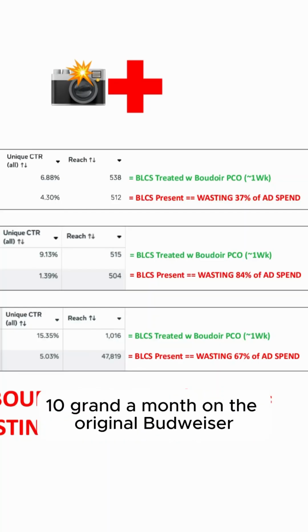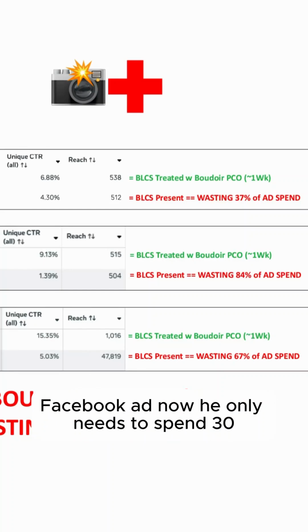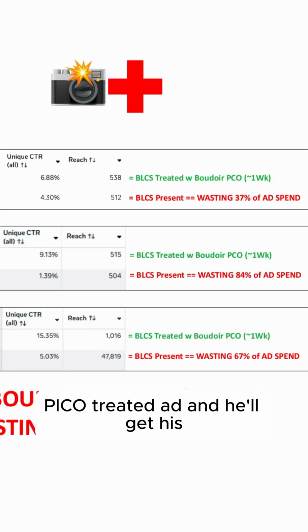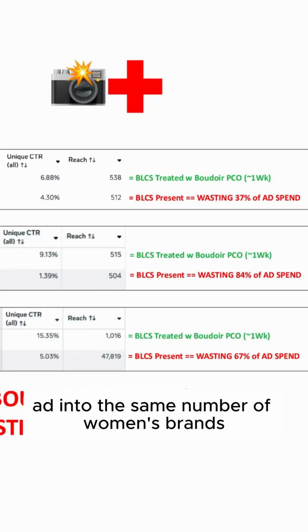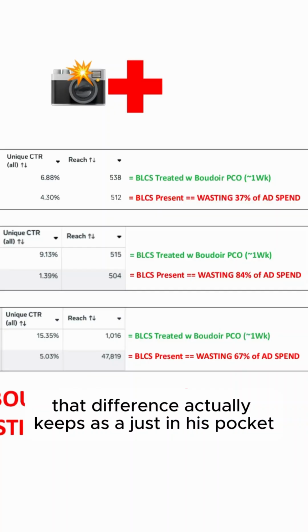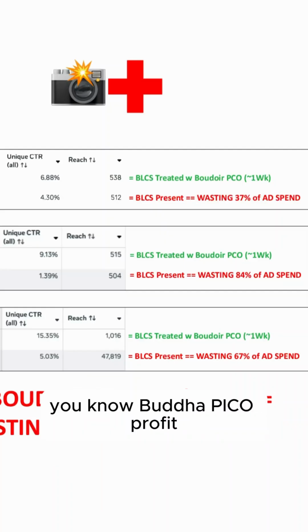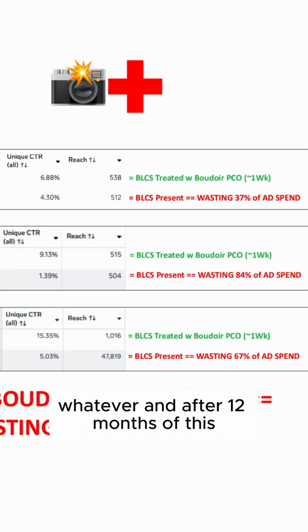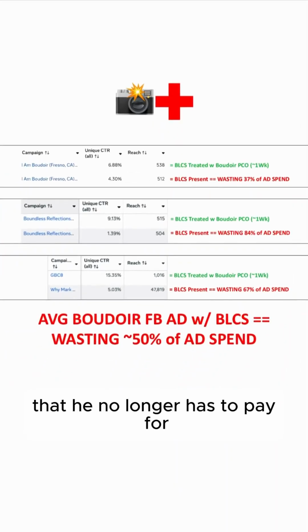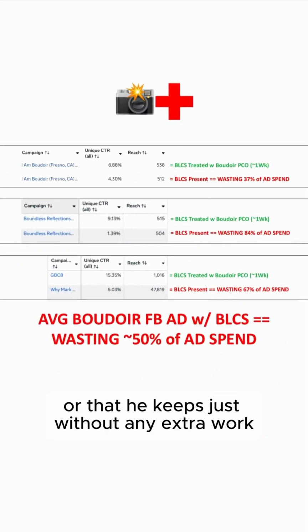So if he was spending 10 grand a month on the original Boudoir Facebook ad, now he only needs to spend $3,300 a month on the new Boudoir Pico treated ad, and he'll get his ad into the same number of women's brains. And that $6,700 a month delta, that difference, he keeps in his pocket. Again, another phantom profit, Boudoir Pico profit, whatever. And after 12 months of this, it's kind of an 80K extra bonus in his pocket that he no longer has to pay for, that he keeps without any extra work.